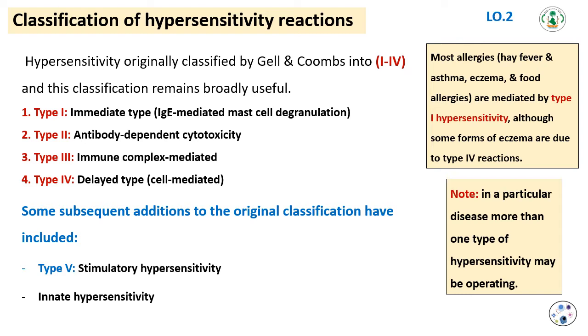Most allergies, hay fever, asthma, eczema, and food allergies are mediated by type 1 hypersensitivity, although some forms of eczema are due to type 4 reactions. Also, in a particular disease, more than one type of hypersensitivity may be operating.